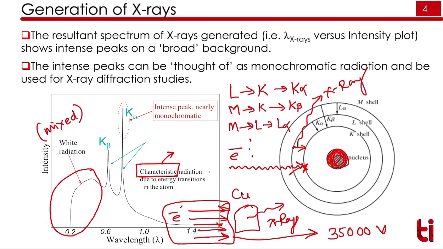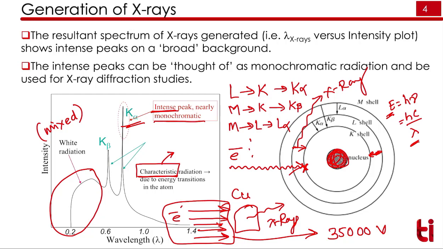Suppose, for example, this K alpha is from the L shell to the K shell, and that's why we call it that. We know the energy gap, and from this energy gap we can find the wavelength very easily, because E is equal to h nu or h c by lambda. So we know the wavelength, which we call the K alpha wavelength, and this is an intense peak, very high intensity as compared to the white radiation, and it is nearly monochromatic.